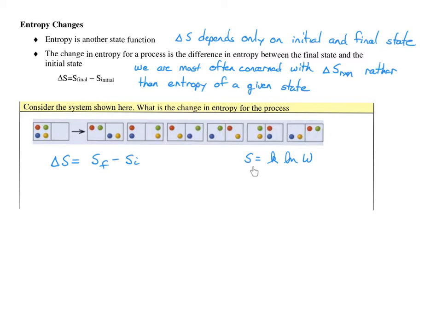Boltzmann tells us that the entropy of a state is equal to k, the Boltzmann constant, times ln of W. We can apply that to this situation. Okay, so we have the final state and the initial state. W_F corresponds to the number of microstates associated with the final situation. W_I is the number of microstates associated with the initial situation.